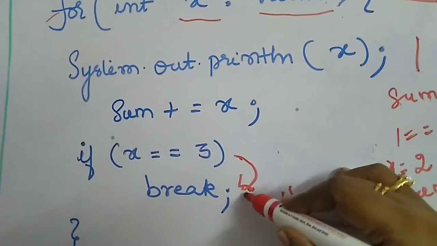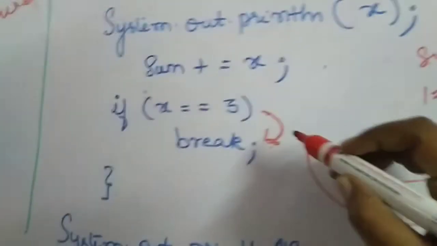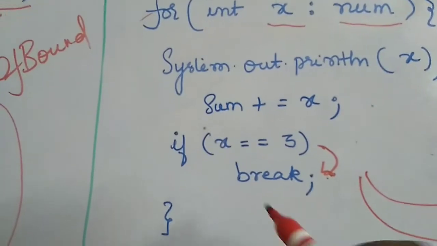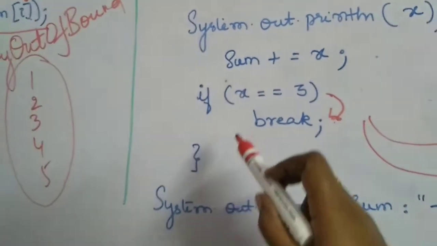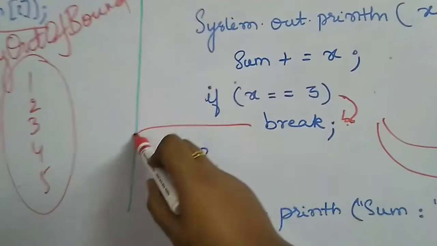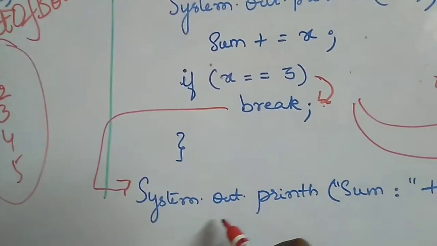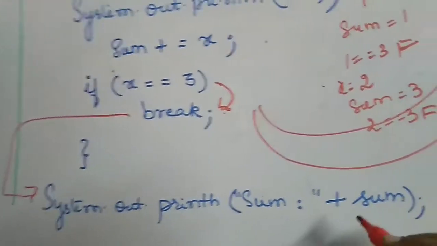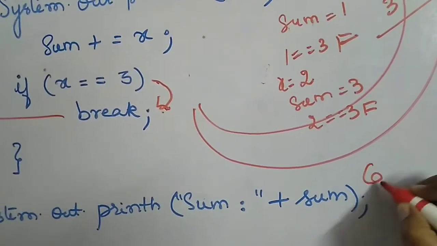So what is there here? It is a break. What is the purpose of the break? Break will terminate the loop and go to the immediate next statement after the loop. So it comes out and goes to this particular statement. What is there in this statement? I'm asking it to print the sum. What is sum? Sum is equal to 6.